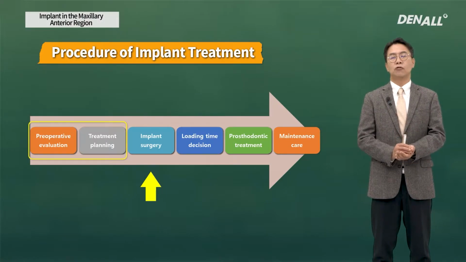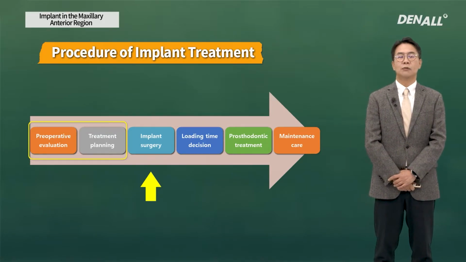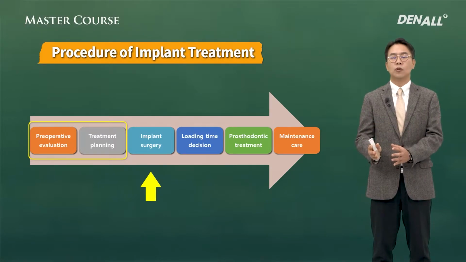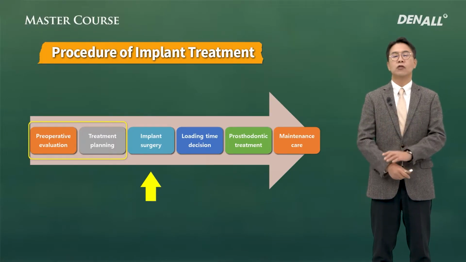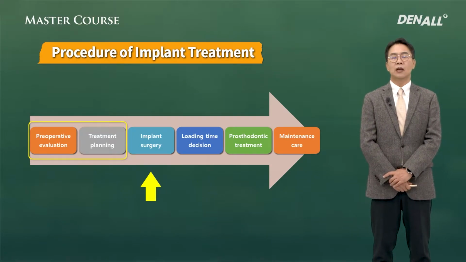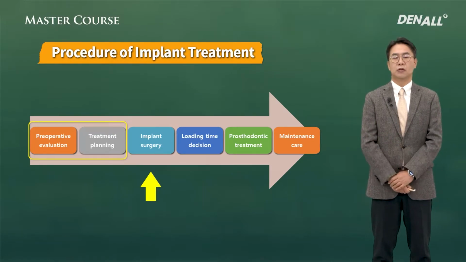Implant surgery is just implementing what is prepared, how to place an implant and what prosthodontic materials would be used. The overall plan should be established first before implant surgery to gain a good outcome.